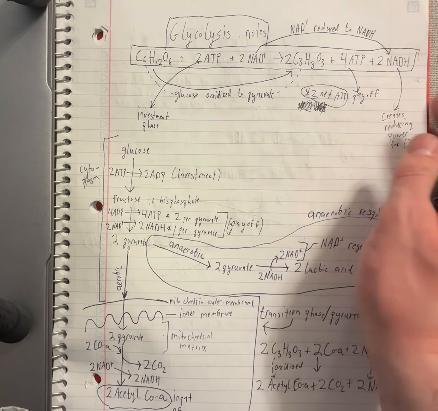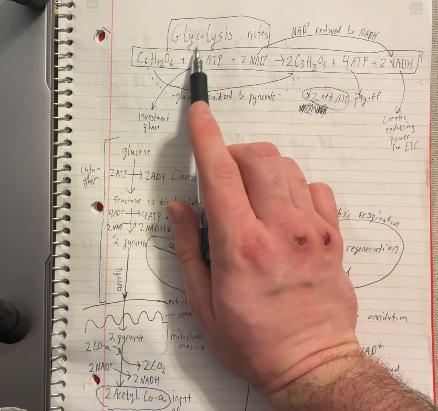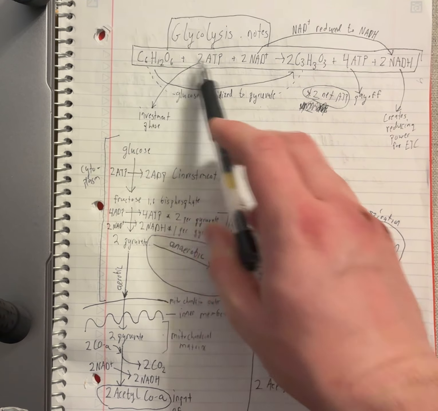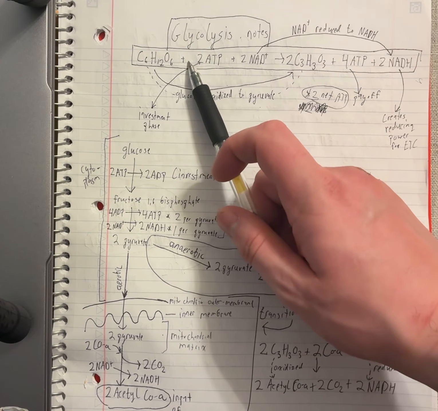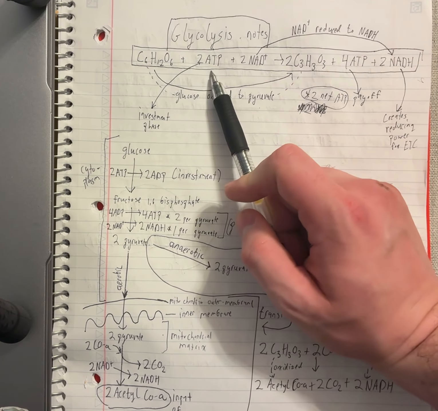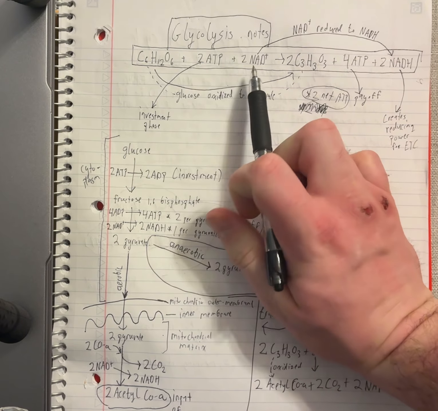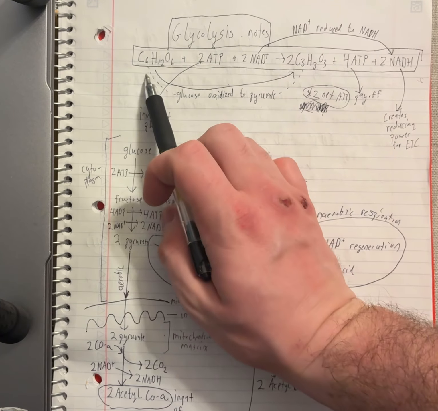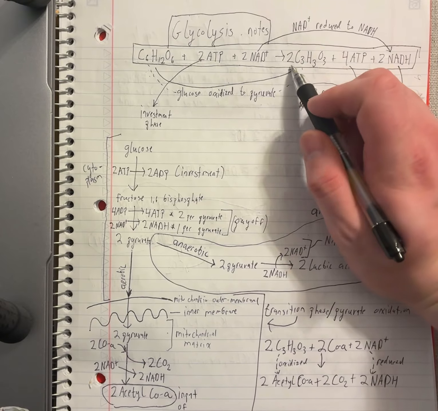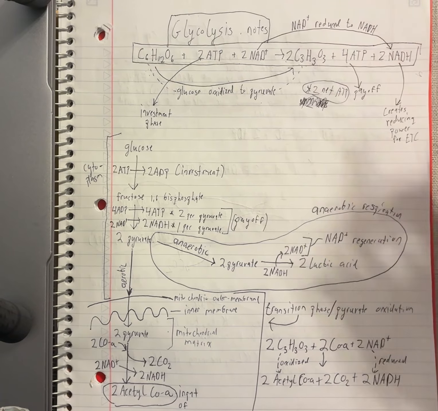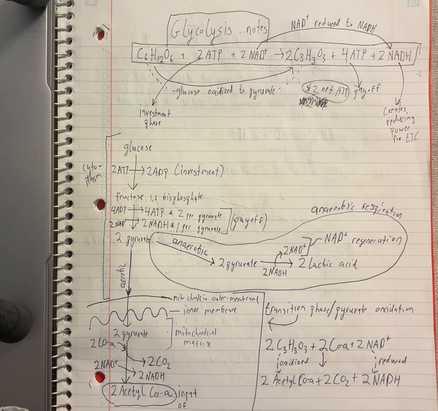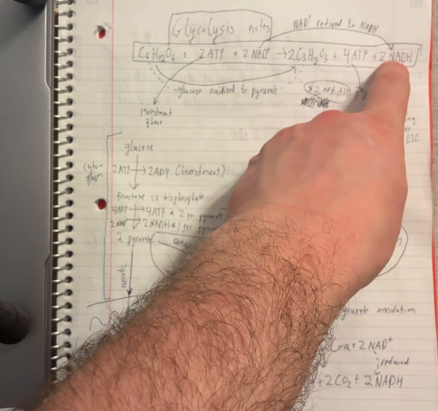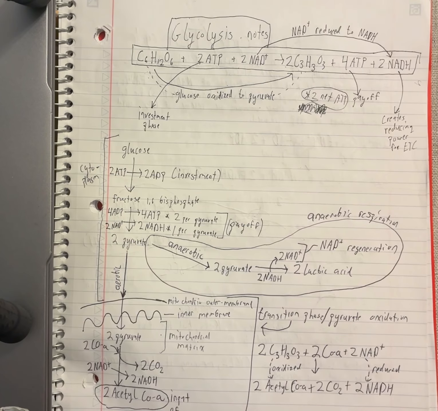So the net equation for glycolysis is going to be taking that glucose molecule, so that's C6H12O6, and we're going to consume 2 ATP. We're going to take 2 molecules of NAD+, and from that, we're going to break that one glucose molecule into 2 C3H3O3s, which is also called pyruvate. It's going to make 4 ATP, and we're also going to get 2 NADH out of this, right?